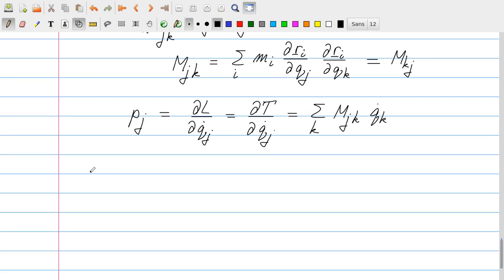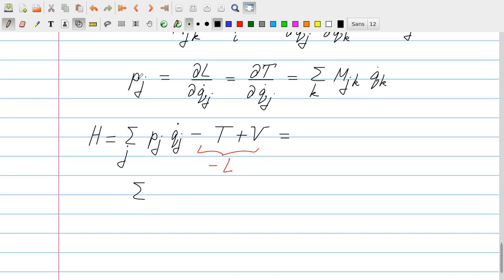And having that p_j, we can calculate the H. The H was defined as a sum over j, and then we have a p_j times q dot j, minus a T plus V. So what I have now written here as T plus V is obviously minus L. And so we can evaluate this, because we have here the expression for the p_j, that is a sum over k M_jk q dot j q dot k.